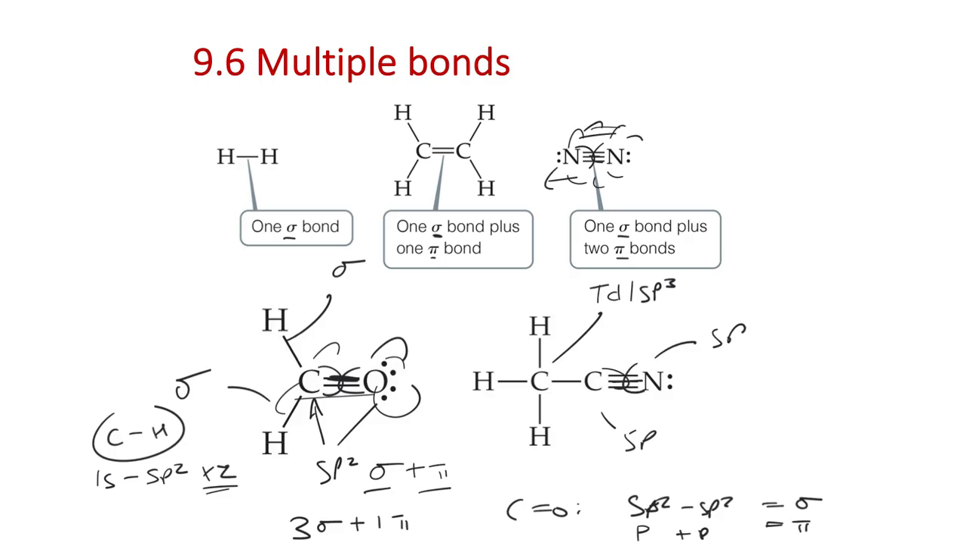So we get sigma number 1, 2, 3, 4, 5. So I get 5 sigmas and then 2 pi in total for CH3CN.